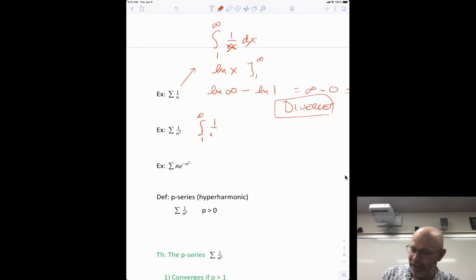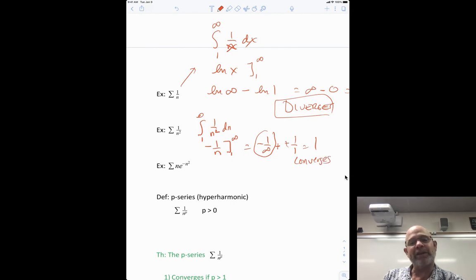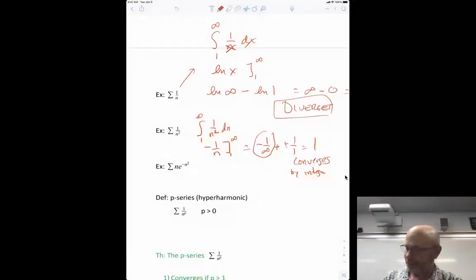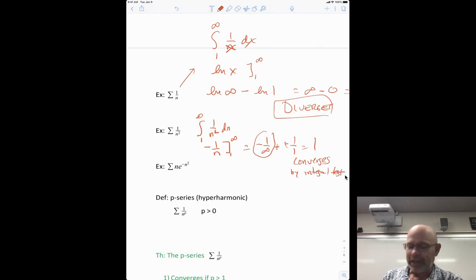Integral of 1 over infinity, 1 over n squared. So 1 over n squared, you can call it x or n, it doesn't matter, is a power rule, right? n to the negative 2. So negative 1 over n is going to be my antiderivative from 1 to infinity. So that's like negative 1 over infinity minus negative 1 over 1. This is just 0 minus negative 1, which equals 1. Therefore, it converges. And it converges by the integral test.